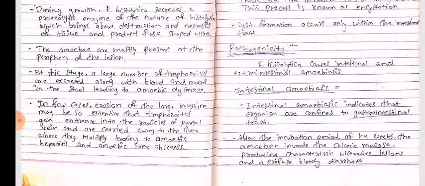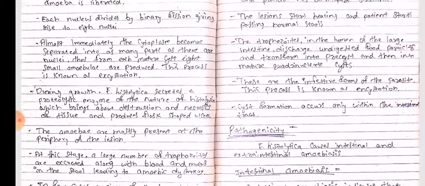During growth, Entamoeba histolytica secretes a proteolytic enzyme of the nature of histolysin, which brings about destruction and necrosis of tissue and produces flask-shaped ulcers. The amoebae are mostly present at the periphery of the lesion. At this stage, a large number of trophozoites are excreted along with blood and mucus in the stool, leading to amoebic dysentery. In a few cases, erosions of the large intestine may be so extensive that trophozoites gain entrance into the radicles of the portal veins and are carried away to the liver, where they multiply, leading to amoebic hepatitis and amoebic liver abscess.